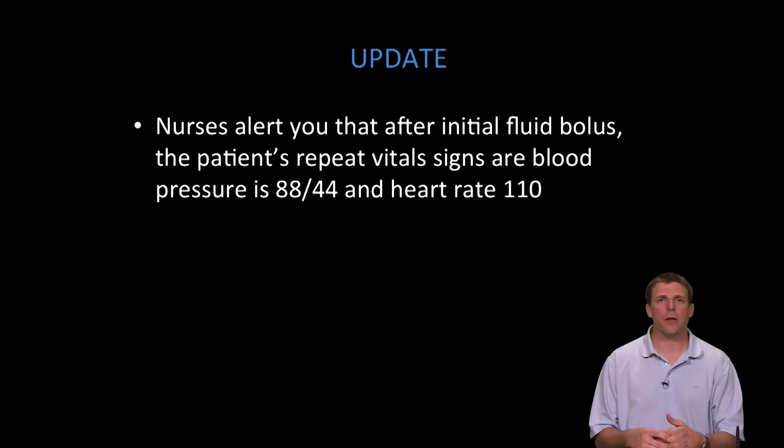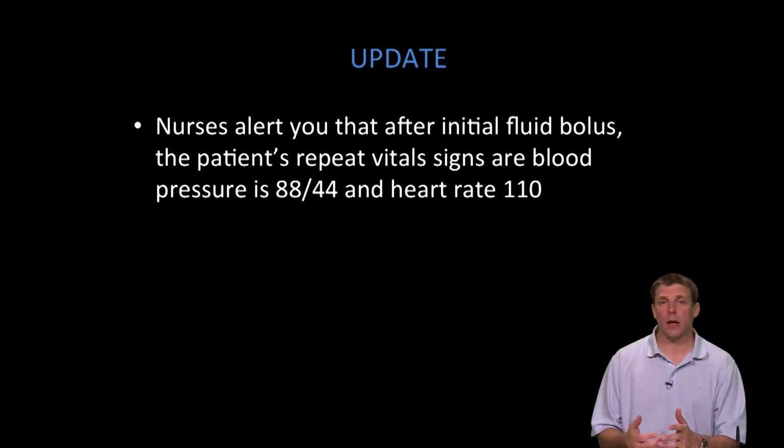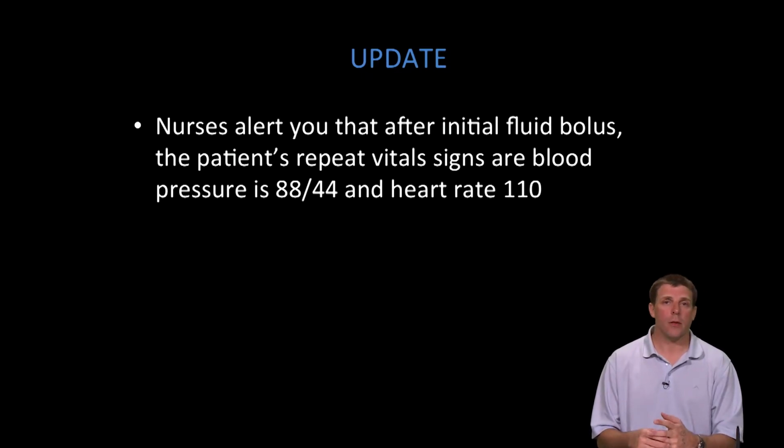So as we proceed, we get an update from the nurses that after the initial fluid bolus that we provided when we obtained IV access early in the patient's care, the patient's repeat vital signs have been obtained and the blood pressure is still low. It has improved somewhat and is now 88 over 44. The heart rate as well has improved a little bit, but it is still 110. So this is still evidence of potential shock, and the patient's blood pressure is low. We have to consider what intervention we should pursue at this point.